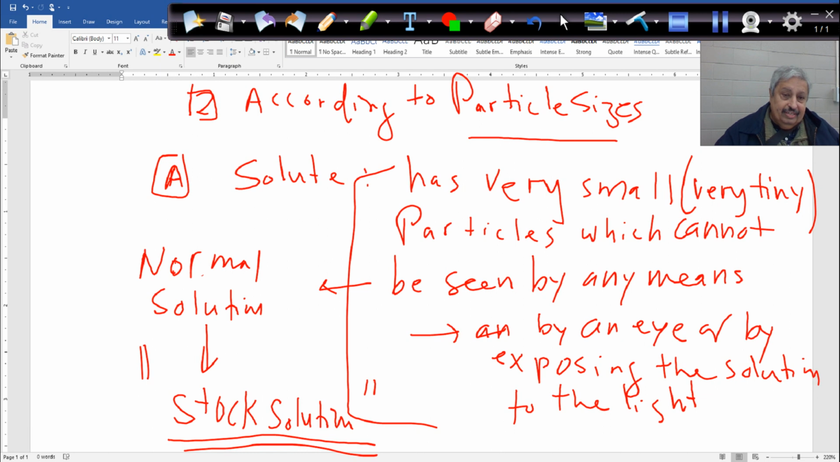So if I said this, then we have a second one, a moderate particle size, which cannot be seen by the eye, but it can be seen by exposing the solution to the light. This is called colloidal. Okay, can I take this one out? Everybody has it? Okay, so take it out.